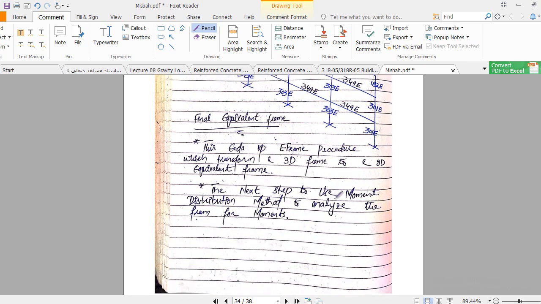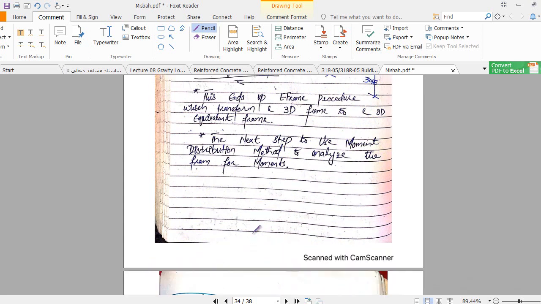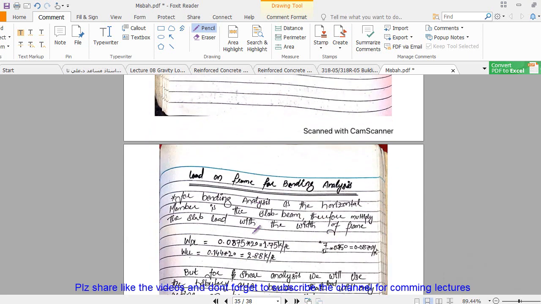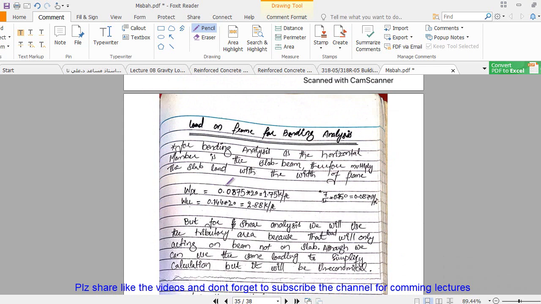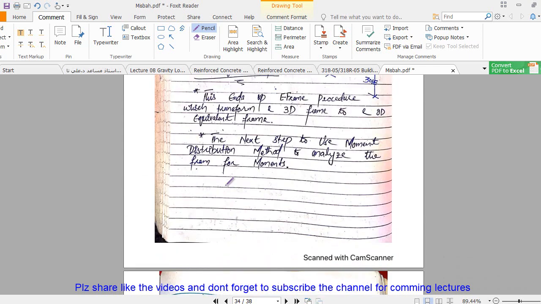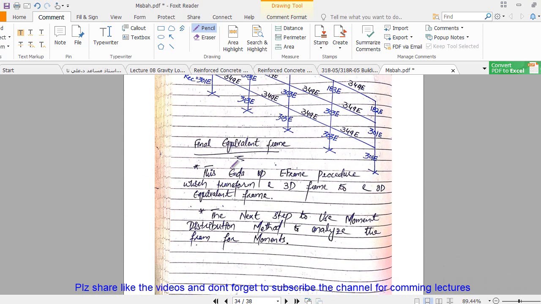The next step is to use the moment distribution method to analyze the frame for moments, and you will see in the next lecture, lecture 5, how to use the moment distribution table and how to find the loads and the rest of the procedures.